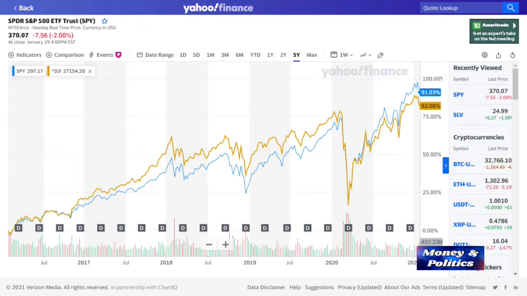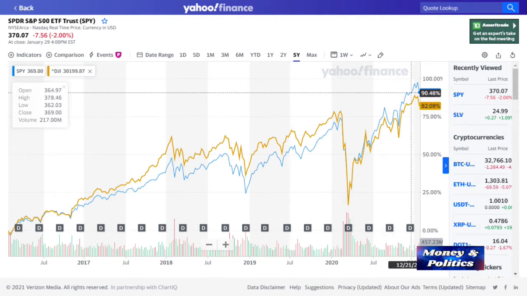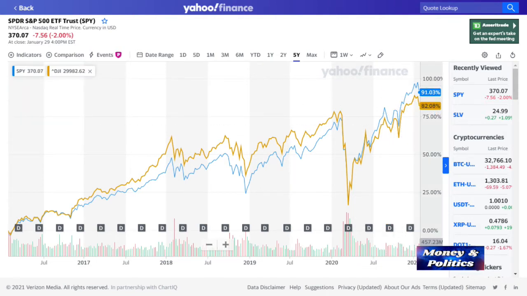You can see, obviously, the similarity in the chart pattern. And again, when you buy the Dow 30, it underperformed over the last 5 years. The Dow 30 was up 82%. The S&P 500, as of January 31, which is when we are recording this, over the previous 5 years was up 91%. Not bad. In fact, that's very good.